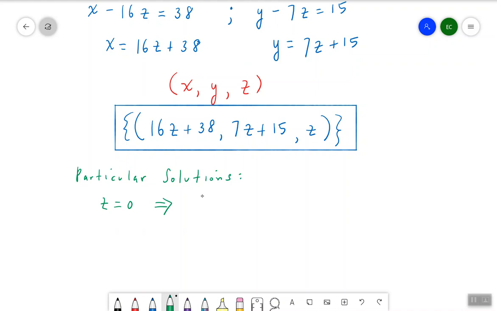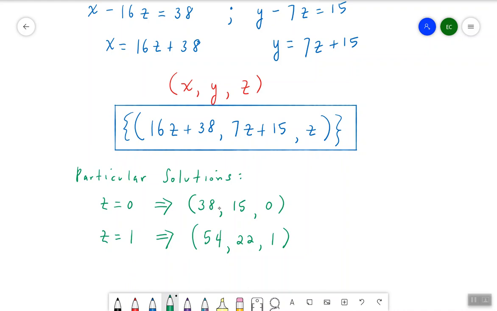What is x then? I bet you said 38. I bet you would say y is 15. And of course, z is 0. Or perhaps you would choose z equal to 1. I bet you would say 54, 22, and 1. And of course, you could do this as many times as you want for as many values of z as you want to get as many particular solutions as you want.